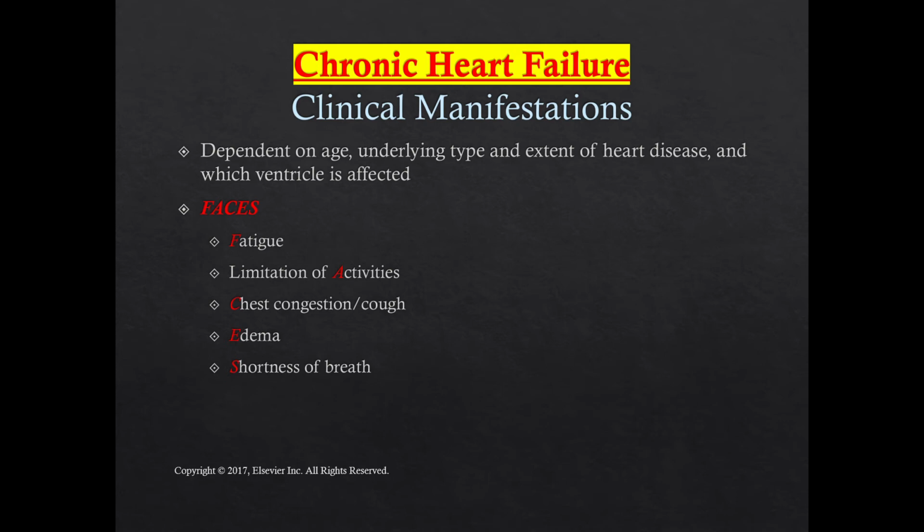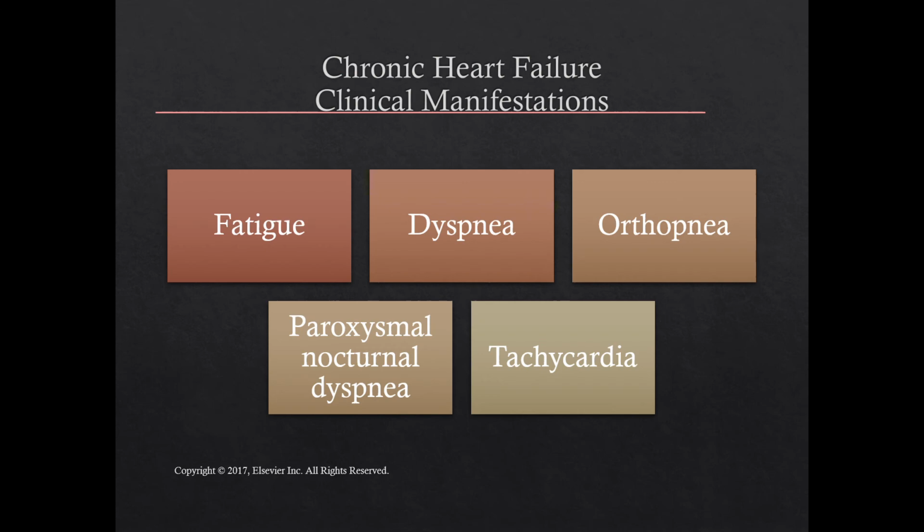And it's good for a chronic patient: how fatigued are they? What's the limitation of activities? That's the F for fatigue and A for activities. Then you have chest congestion, right, which includes cough. Then you have edema, which is the E, and then ultimately you have shortness of breath, which is S. And we really need to use this to help educate patients on identifying some of the symptoms they may be experiencing or that may worsen over time.